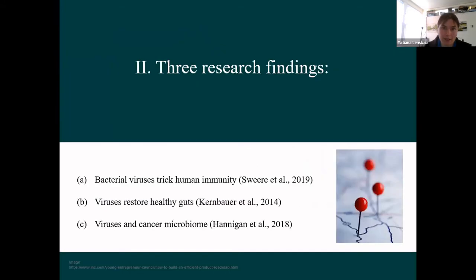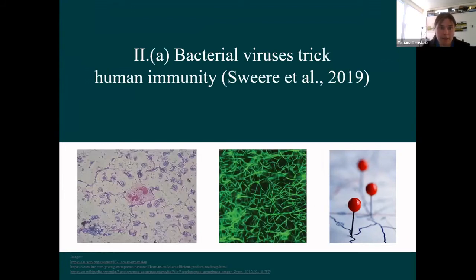And now, as I mentioned, I was really interested to share these 3 findings that changed my perception of the role of viruses. And these are great examples of the complexity of these viral host interactions. I'll start with the first example, when bacterial viruses that cannot infect humans directly can actually trick human immunity and help bacteria infect humans and animals.